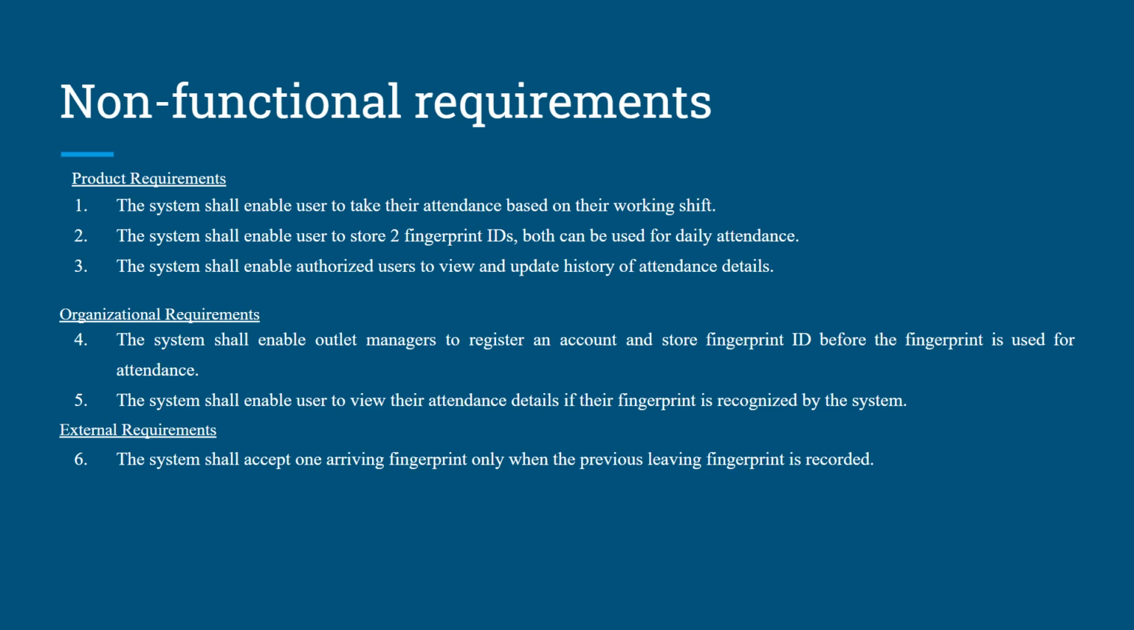Secondly, the system shall enable user to store 2 fingerprint IDs. Both can be used for daily attendance. And third is the system shall enable authorized users to view and update history of attendance details. And next is the organizational requirements. So the first one is the system shall enable outlet managers to register an account and store fingerprint ID before the fingerprint is used for attendance.